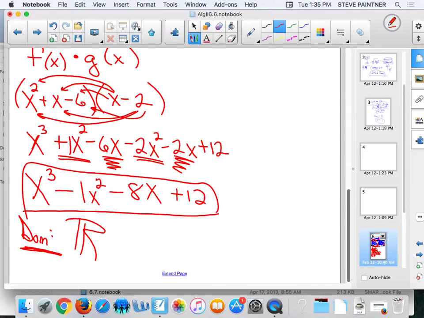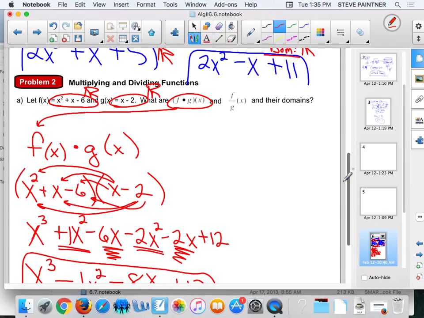Good? All right, here it comes. This is the hardest one of all: division. f divided by g of x would be f of x divided by g of x. Let's write it out. f of x is x squared plus x minus 6. g of x is x minus 2.